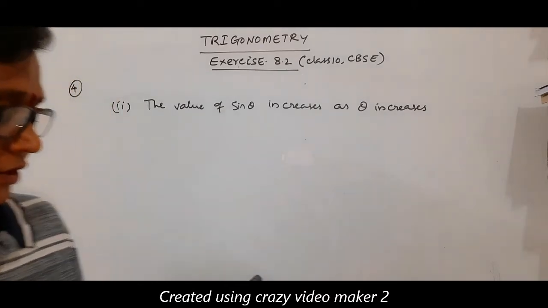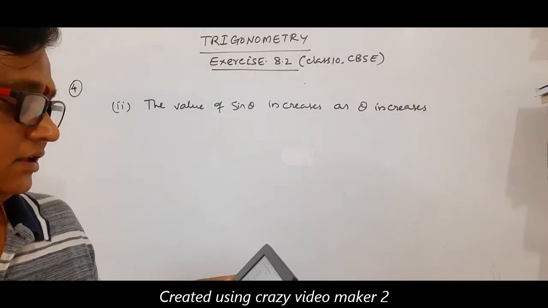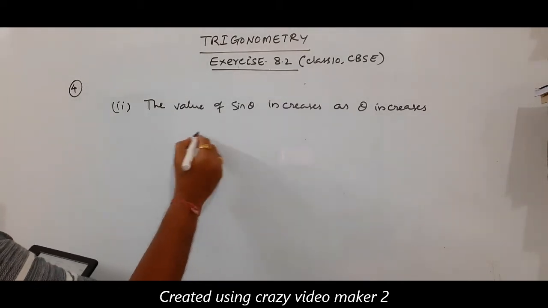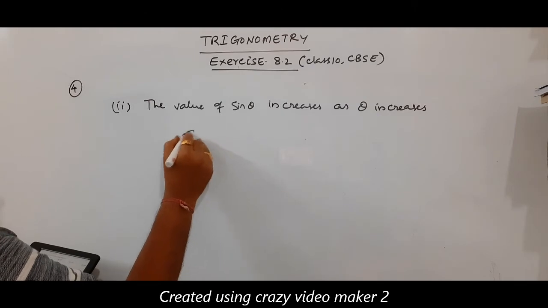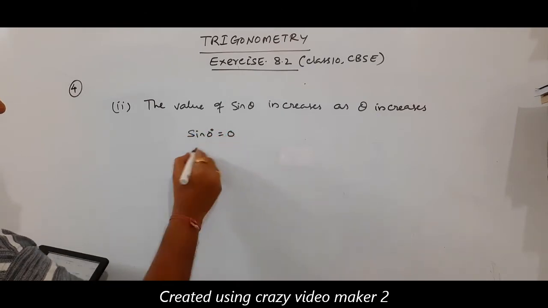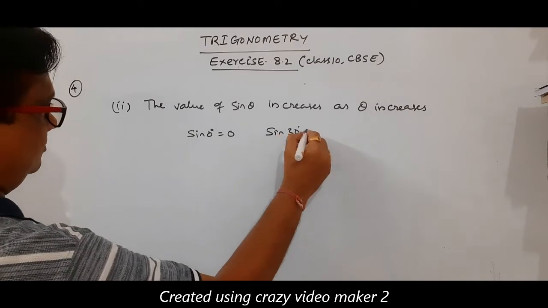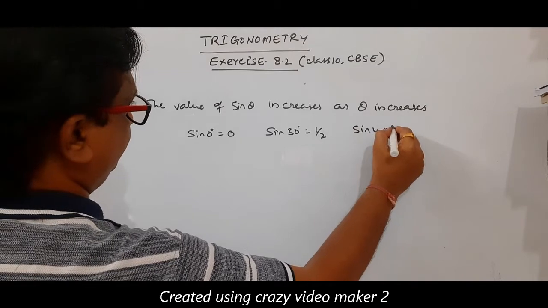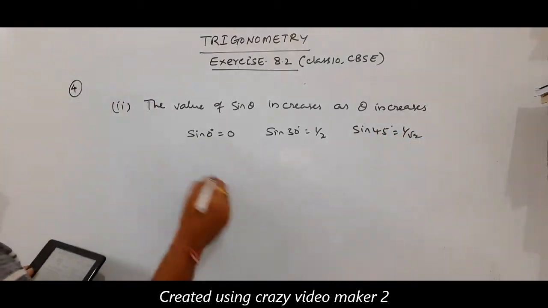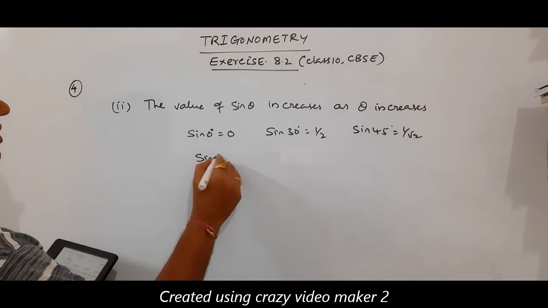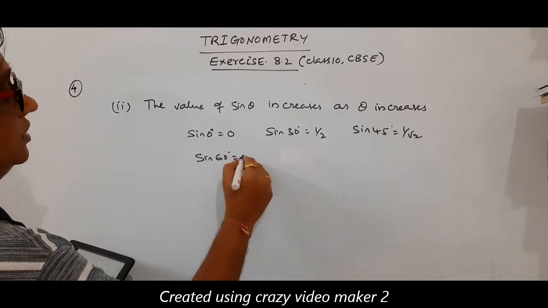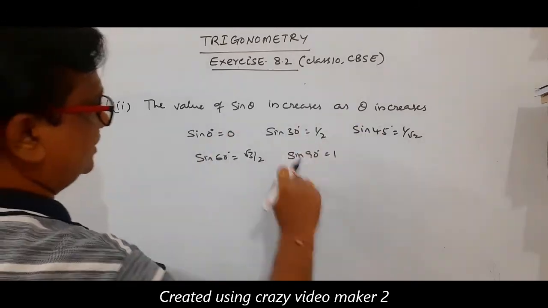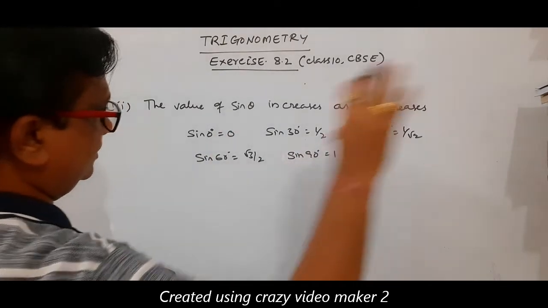In this second question, the value of sin theta increases as theta increases. For example, we are taking the table directly. Sin 0 means 0, sin 30 is 1 by 2, that is 0.5, sin 45 is 1 by root 2, sin 60 is root 3 by 2, sin 90 is 1. So it is in increasing order.